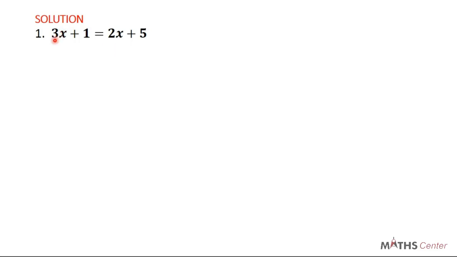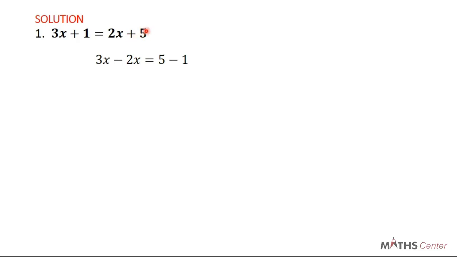Okay, 3x here, I'll keep it, so I'll first have 3x. Now 2x here is positive, there's no sign in front of it, which means that it's positive. Now if it's positive, when it crosses the equal to sign to this side, it becomes negative. So I'm going to have 3x minus 2x.